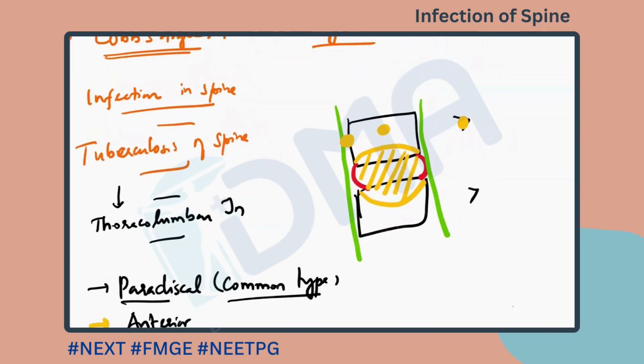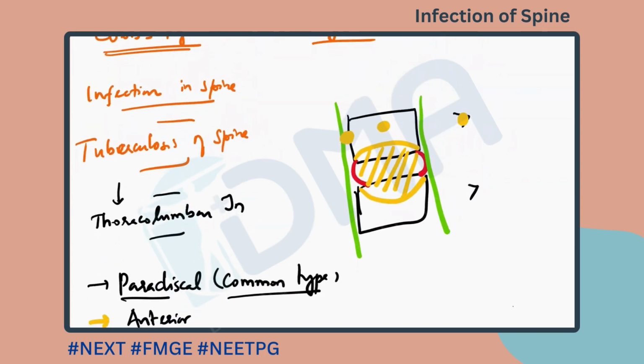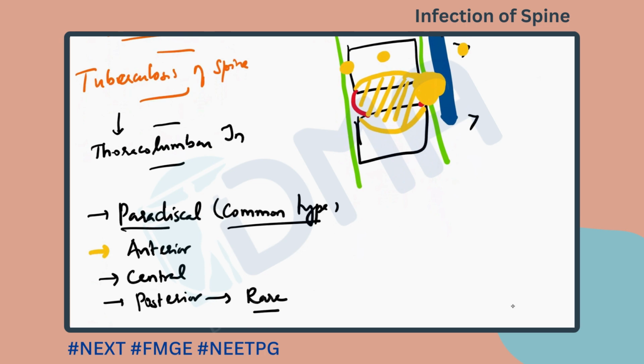Now, just imagine there is one important structure which is running here. Can anyone tell me what is the important structure that is running behind the vertebral bodies? This is spinal cord. Now, whenever an infection occurs, this infection can spread posteriorly and can compress the spinal cord. When spinal cord gets compressed, then it results in a condition called Pott's paraplegia.